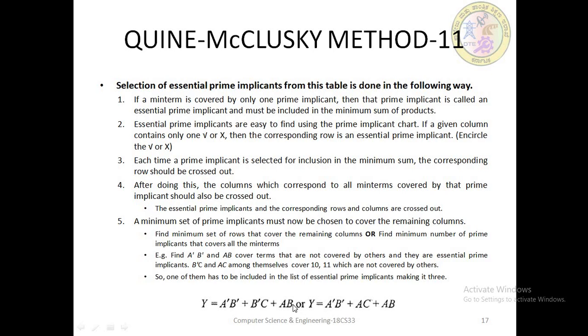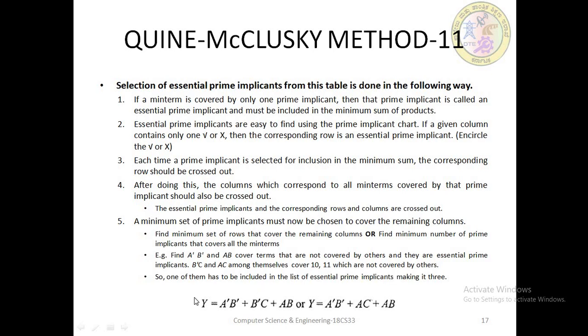Here you can see it. Find AB' and AB, which cover terms that are not covered by others, and they are essential prime implicants. These two, AB' and AB, are not covered by others, so they are called essential prime implicants. BC' and AC, B'C and AC among themselves cover 10 and 11, which are not covered by any others.